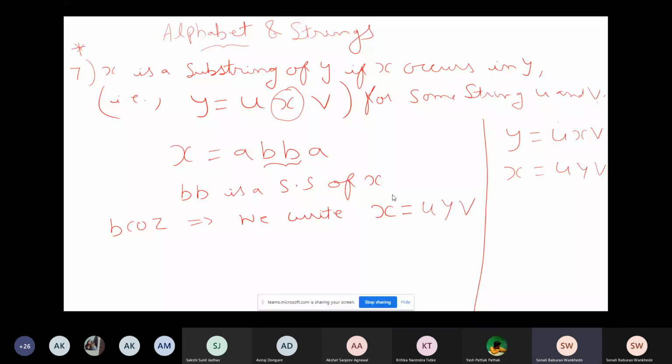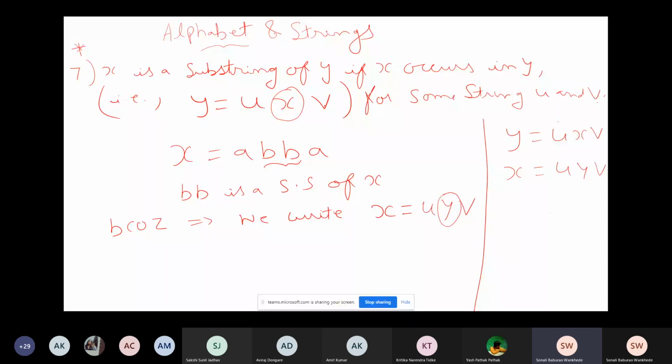So we can write it in this form. X is equal to abba, this is given to you. Here we can write it in this way, X is equal to u y v. And here y is considered to be a substring. Y is a substring of x. You should relate that. The definition states that y is equal to uxv. Over here, x is a substring of y if x occurs in y with some other strings u and v.